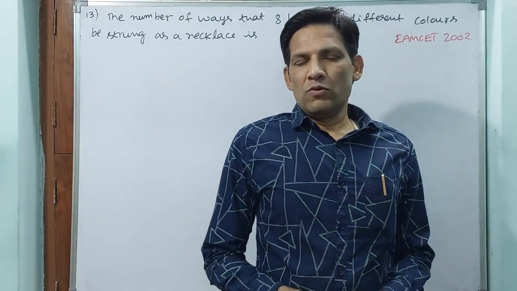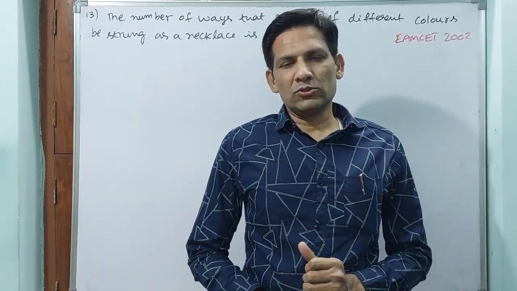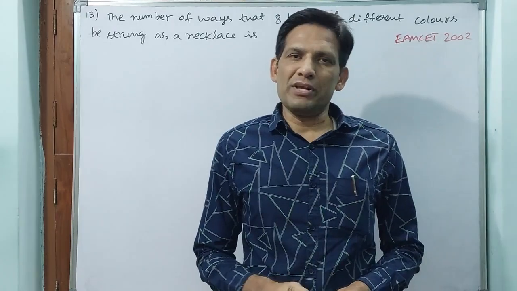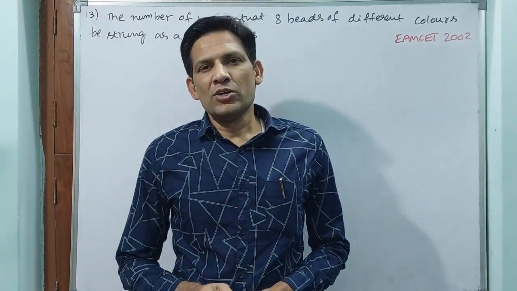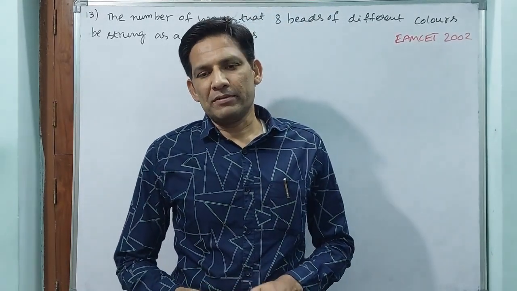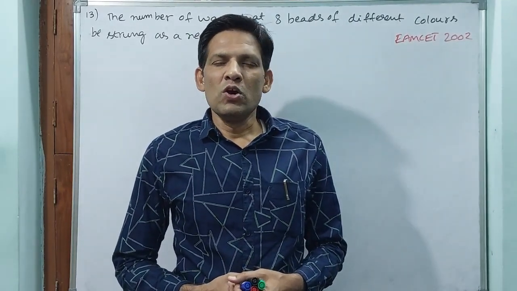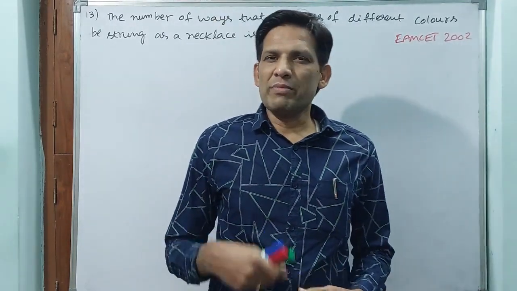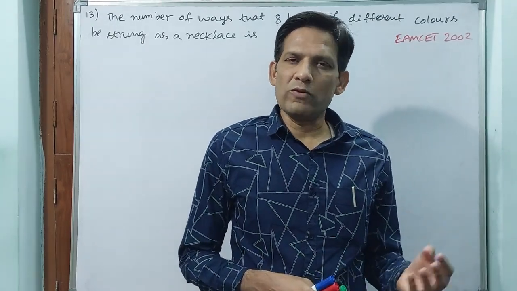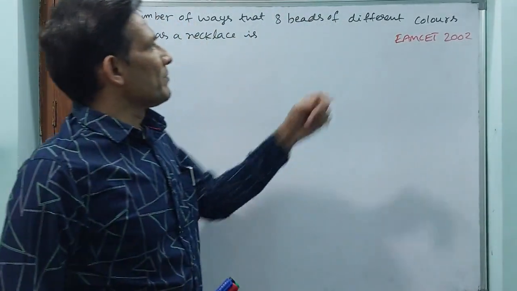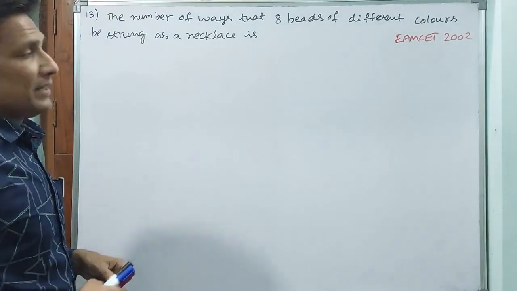Dear students, we are in EAMCET Mathematics, in Permutations and Combinations. This is 2A, chapter 5, that means the 5th chapter. In this class, we will do 4 more questions, question number 13 to 16. Different models I am taking.